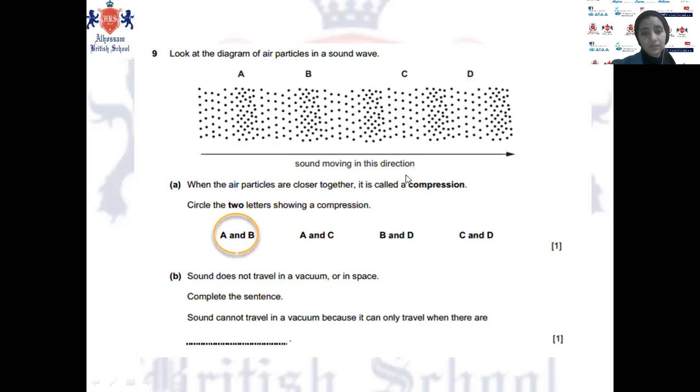Sound does not travel in a vacuum or in space. Complete the sentence: sound cannot travel in a vacuum because it can only travel when there are particles. Excellent.